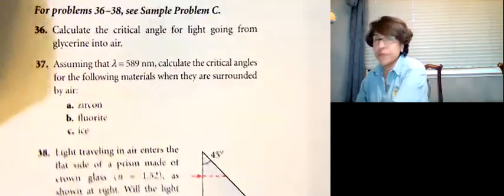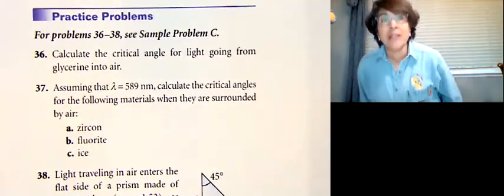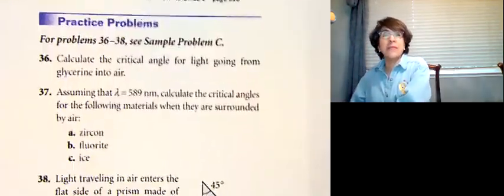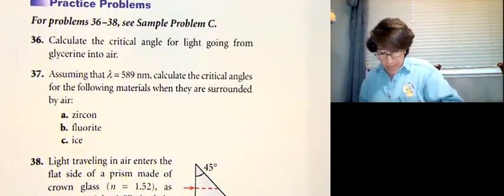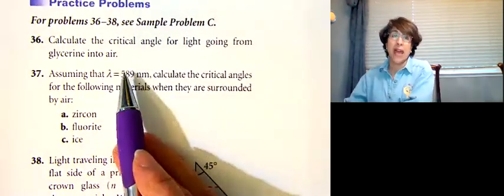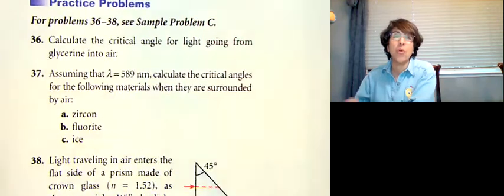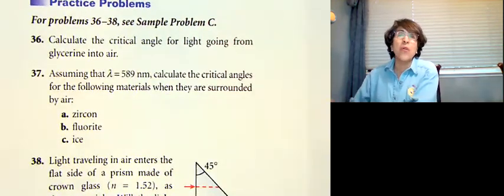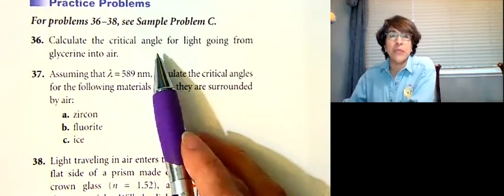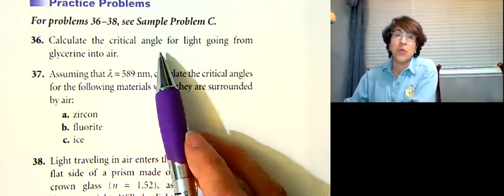Number 1, on page 516, says: calculate the critical angle for light going from glycerin into air. So what angle would I need for total internal reflection? Well, what is the critical angle? If the angle exceeds that, then it would be total internal reflection.